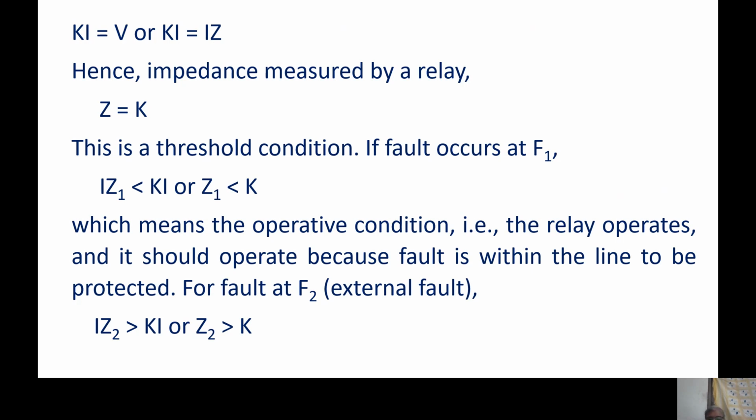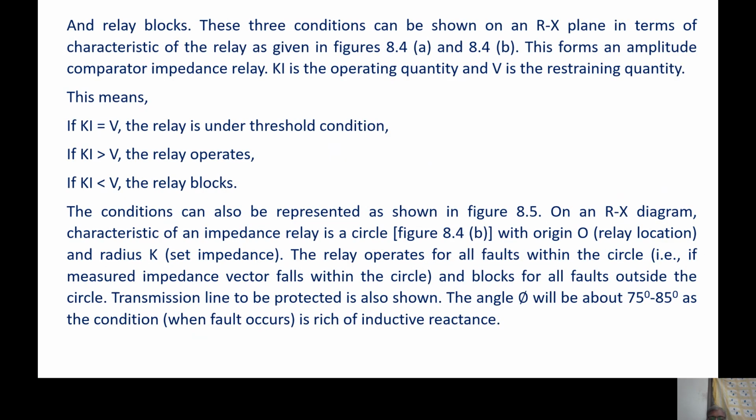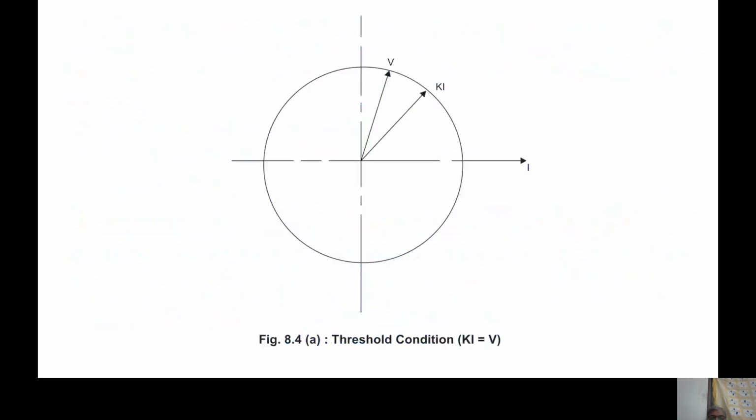And the transmission line to be protected and everything I have shown. So everything is completed, right? And characteristic-wise, this is the amplitude comparator impedance relay. That is what we have seen. If K equals V, it is the threshold condition. Otherwise, K is the set impedance, it cannot vary.